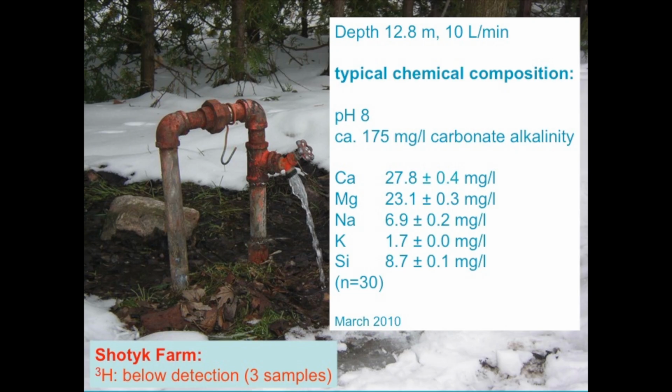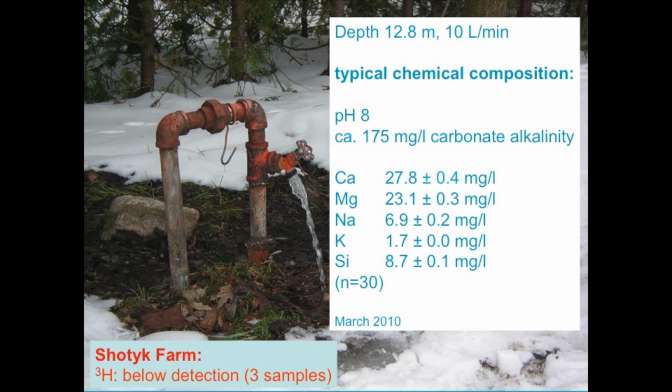Here's the artesian flow. It's a depth of about 13 meters, a pH of 8, lots of carbonate, alkalinity, calcium, magnesium. The water is in equilibrium with calcium carbonate. This is exactly the chemistry that we would expect for water in equilibrium with calcite and dolomite.